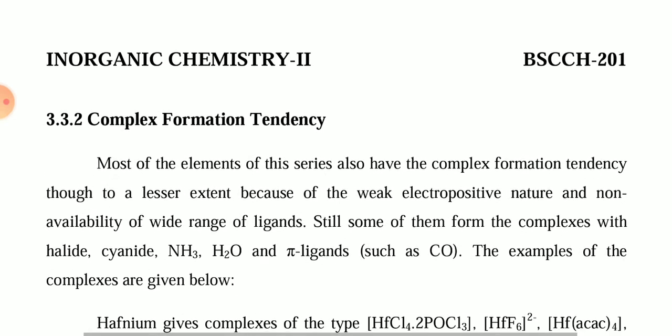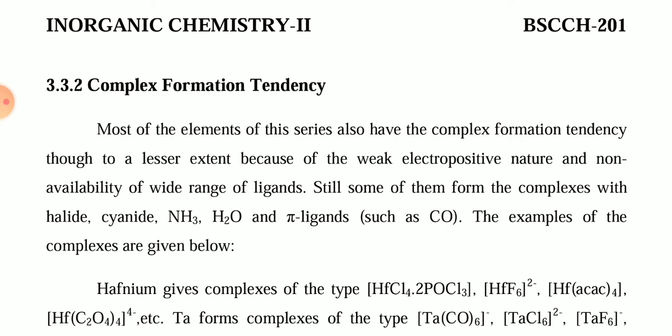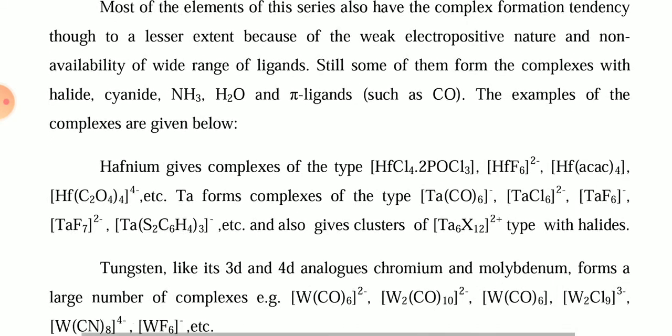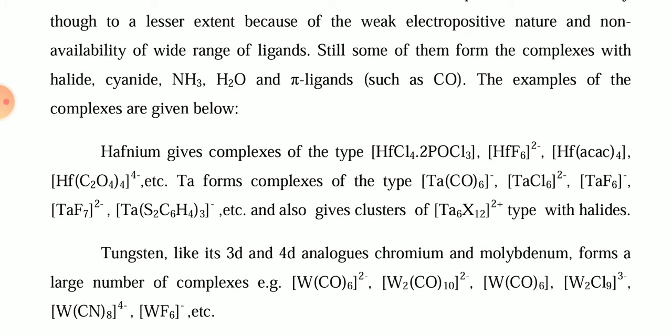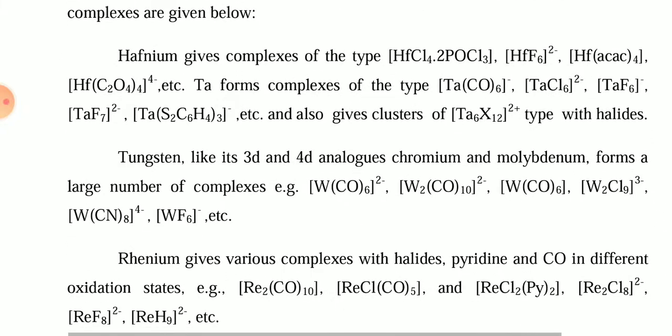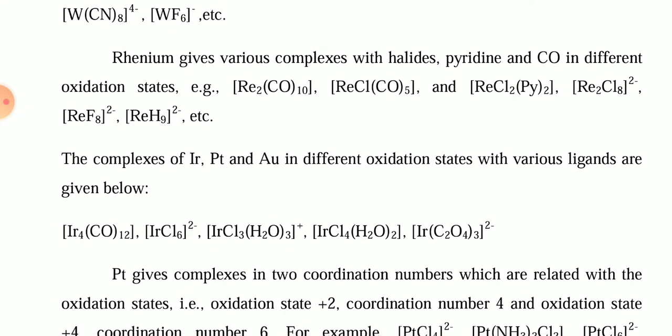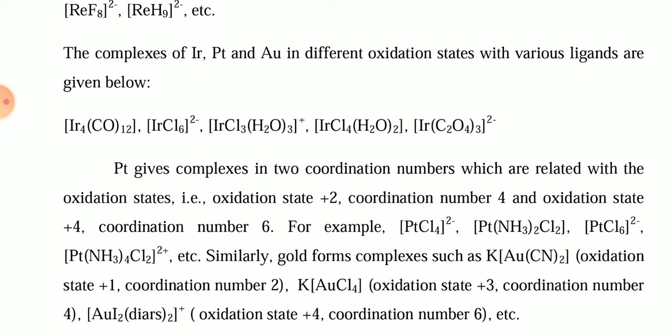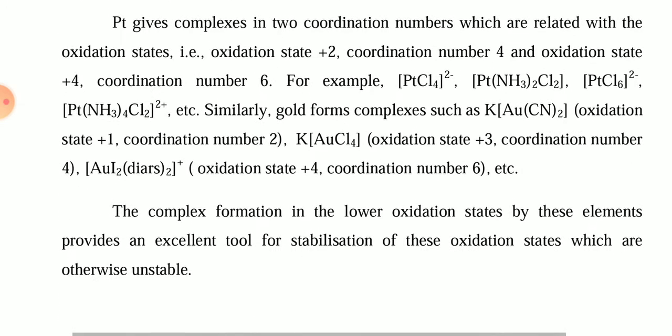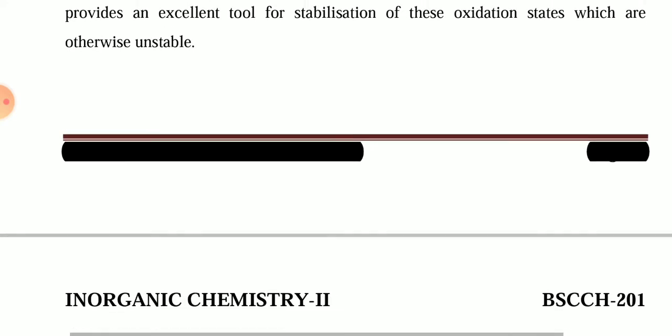The next is the complex formation tendency. As you know, the transition elements are fitted for complex formation. We learned about it earlier. There are some example complexes, like those of hafnium, tungsten and rhenium. These are some complexes made by the third transition series.